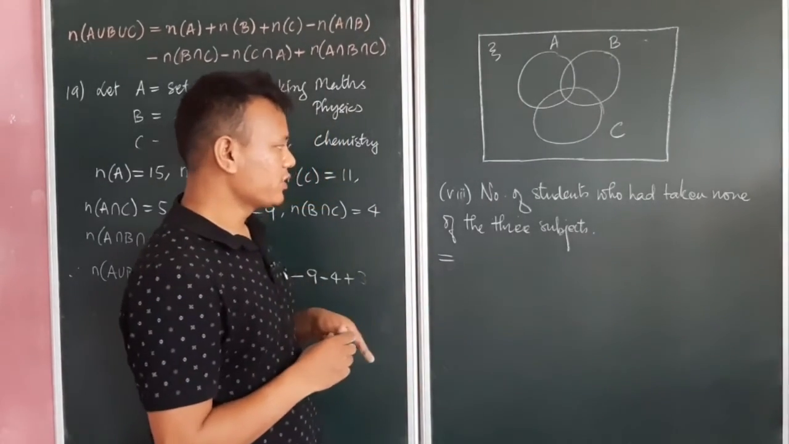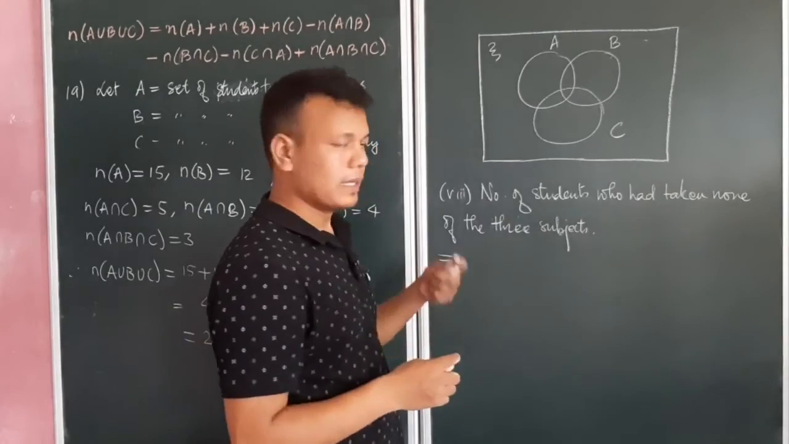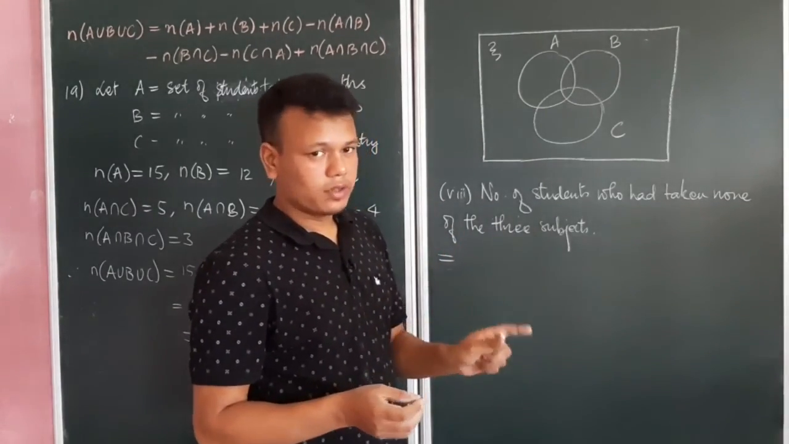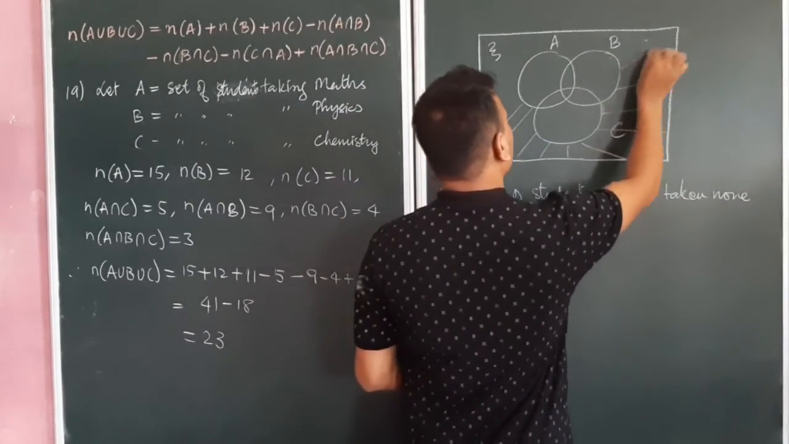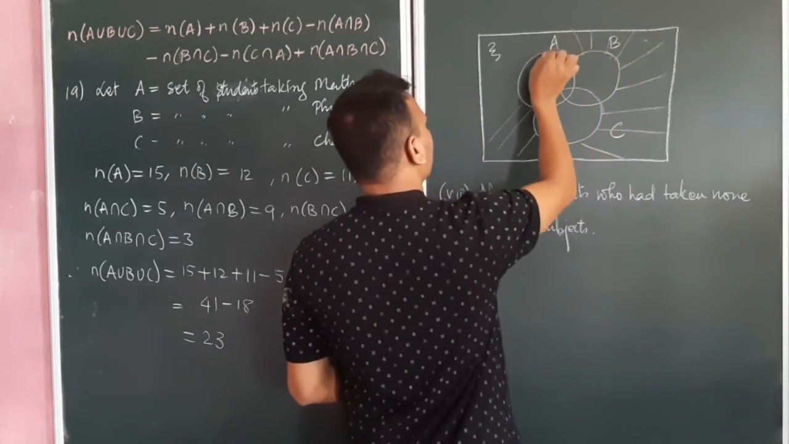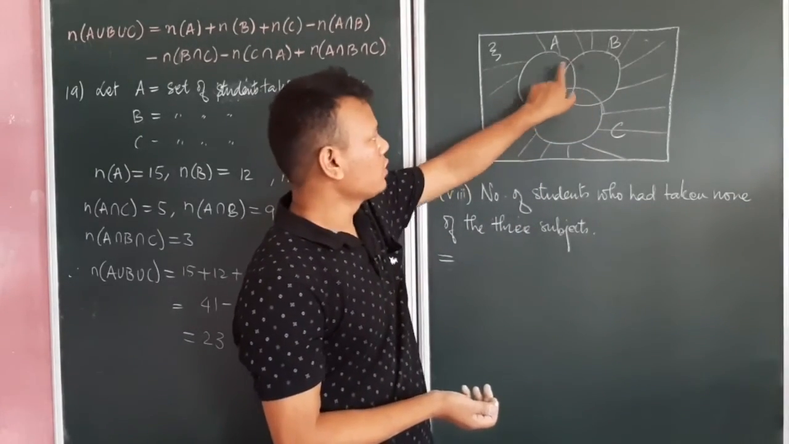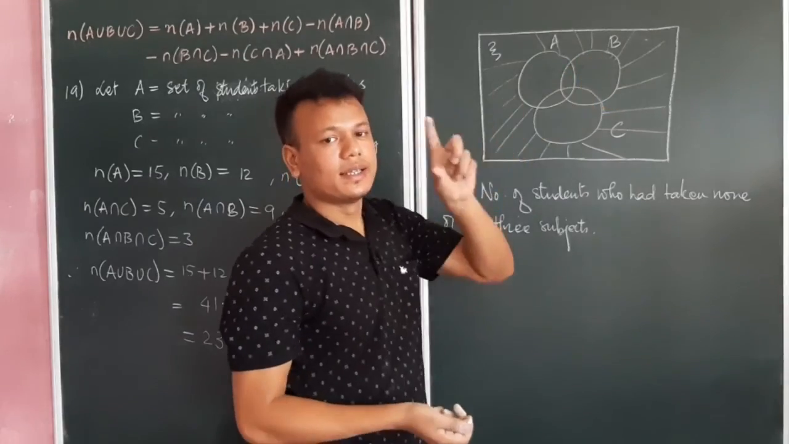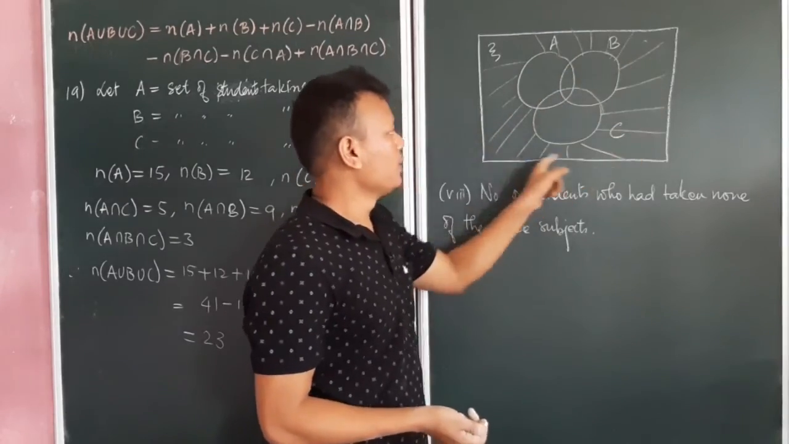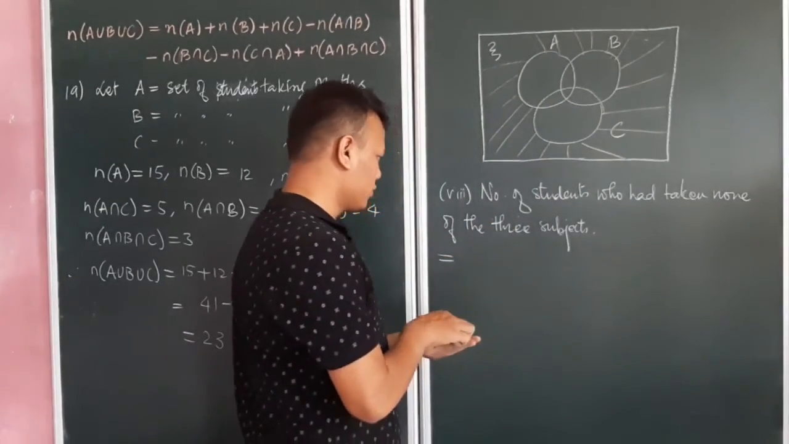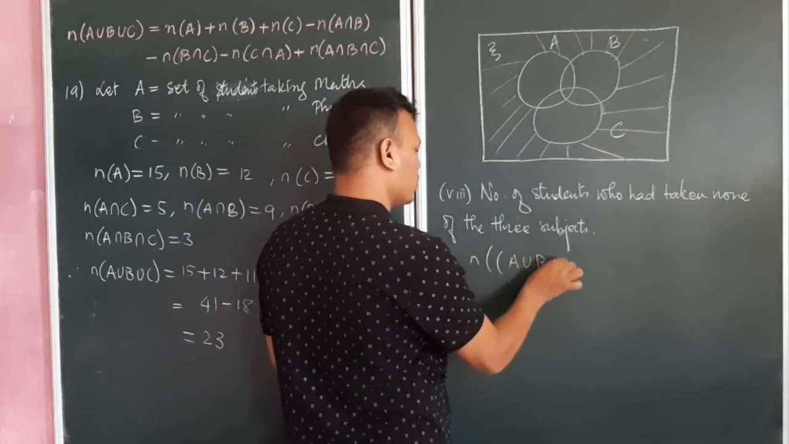Okay, the last part says find the number of students who had taken none of the 3 subjects. None of the 3 subjects means he has not taken maths, chemistry, or physics. So they are asking for the number of students belonging to this set. What is this actually? This is the complement of A union B union C, because whichever part is not shaded is A union B union C, isn't it? The complement of this will be the shaded part here. So that's what the question is asking.